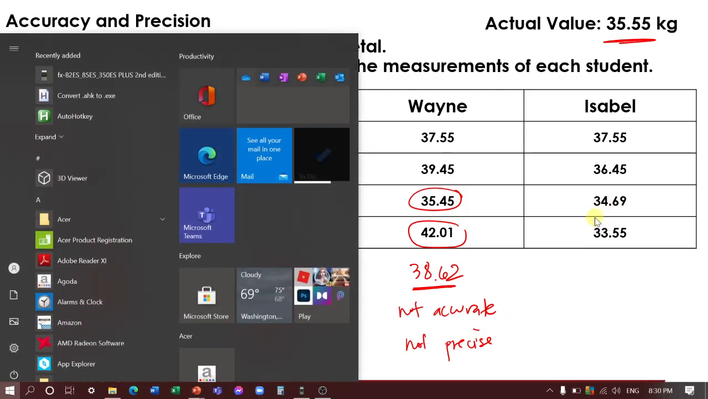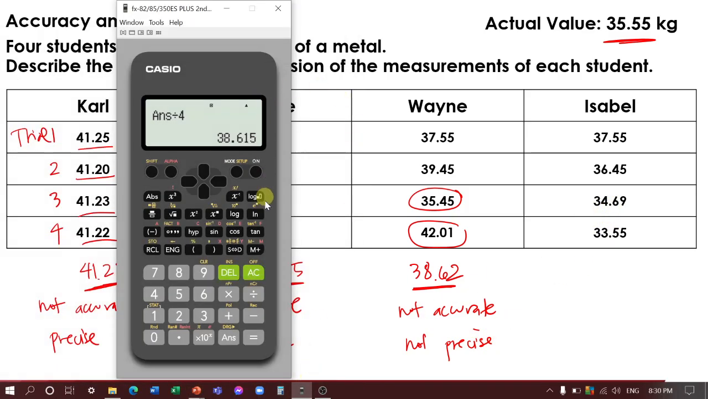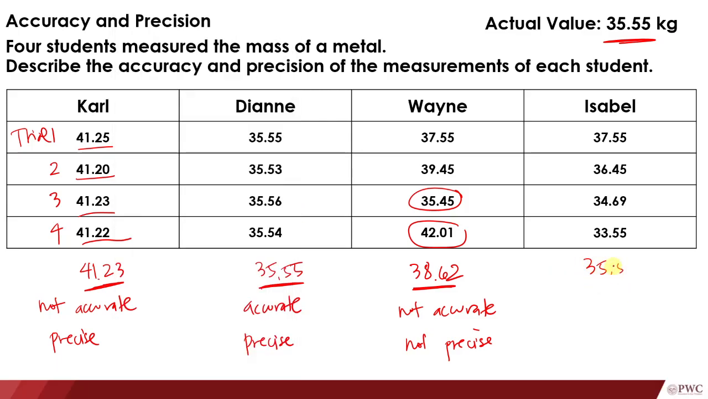Let's go to the measurement of Isabel. Get the average first. 37.55 plus 36.45 plus 34.69 plus 33.55 divided by 4. The average is 35.56. It's very close to the true value. Therefore, her measurement is accurate.